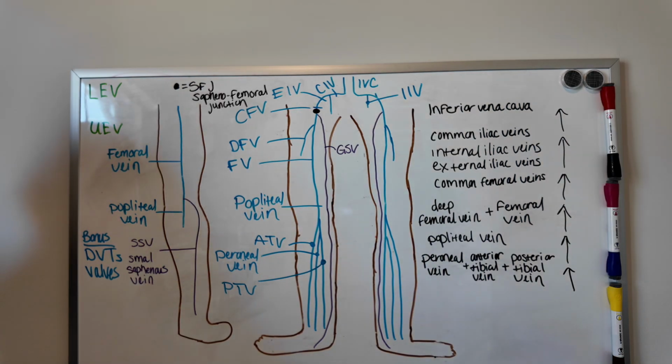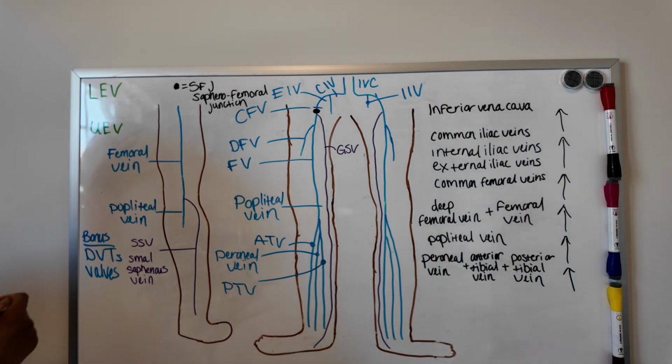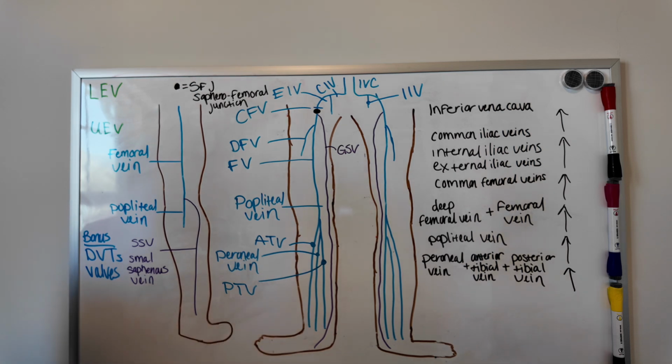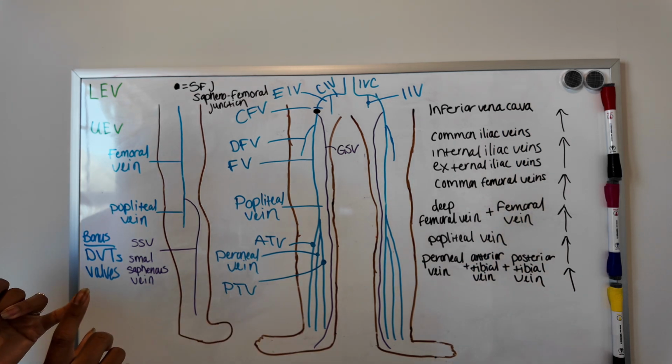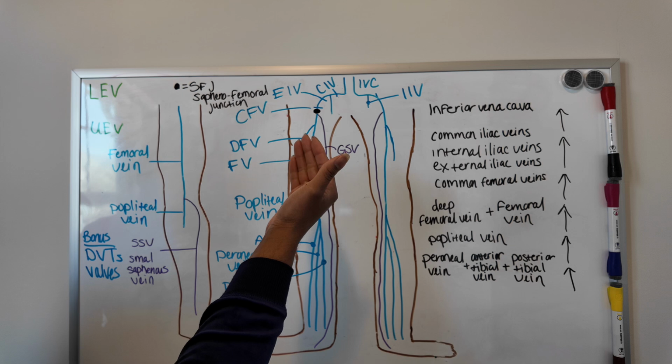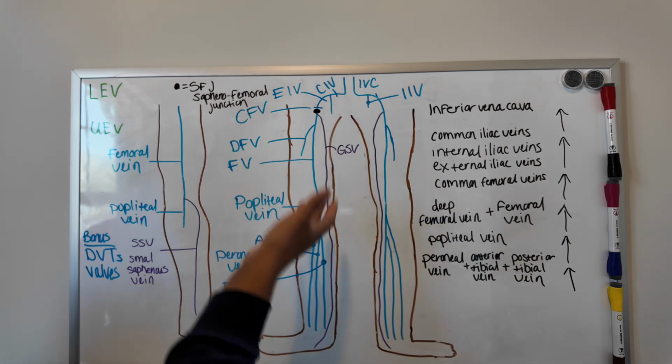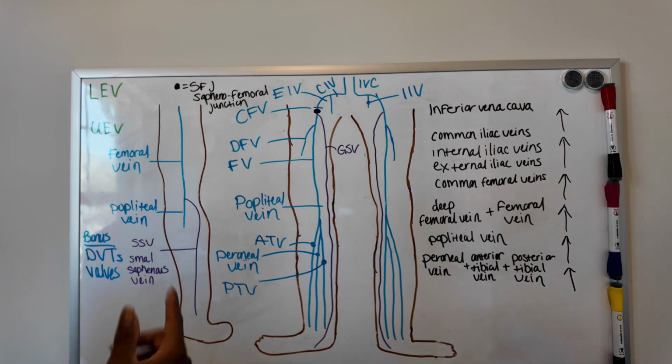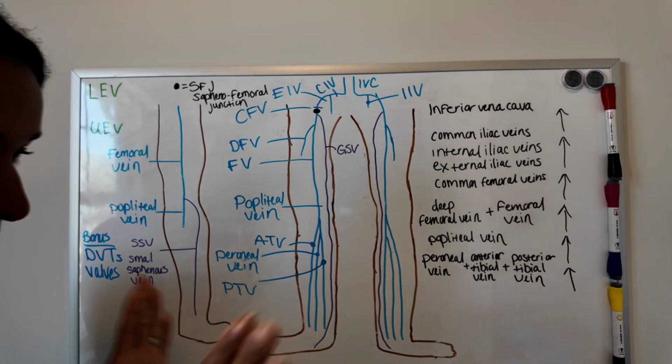The last thing I want to talk about is DVTs. Deep vein thrombosis is most commonly seen in your popliteal and your femoral vein, okay? Popliteal, your femoral vein. And then valves. Let's talk about valves real quick.